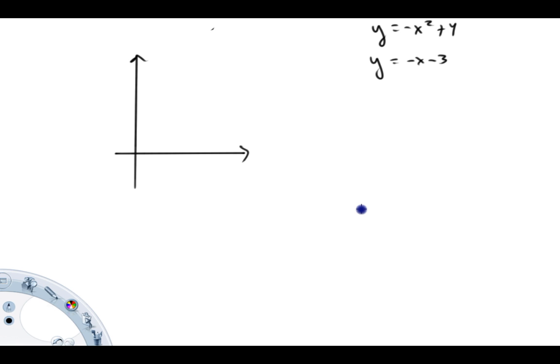The purpose of this video is to go through an example of how to find area bound between two curves. So what we're going to do here is look at the curve y equals minus x squared plus 4, the curve y equals minus x minus 3, and try to find the area bound between them.